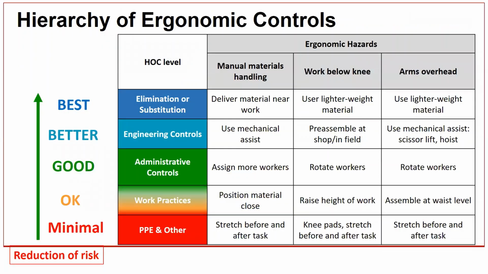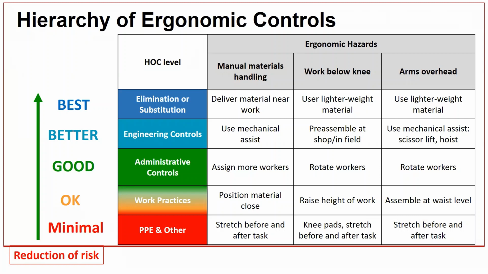It's important to lay out your plan to address ergonomic hazards based on the hierarchy of controls and to identify controls at each level, because sometimes workers are unable to use the best control and must resort to one that is only good enough. Here is a simple matrix of solutions that could be used for 3 different hazards: manual material handling, work below knee, and arms overhead.